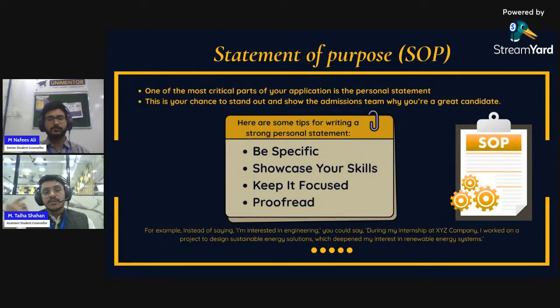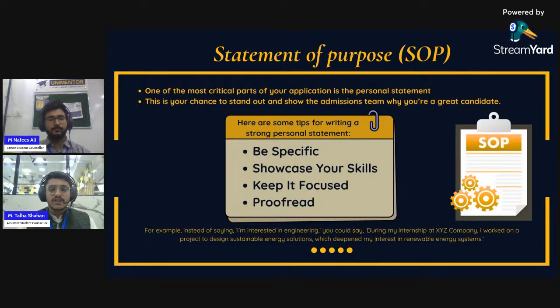And another tip is keep it focused. So stick to the word limit. For example, many universities have a specific format for their statement of purpose. Some universities have a word limit for their statement of purpose. For example, UCAS has a limit of 4,000 characters, which I think makes about 47 lines. So you have to stay within this limit, and then you have to write it very specific, very composed and concise.